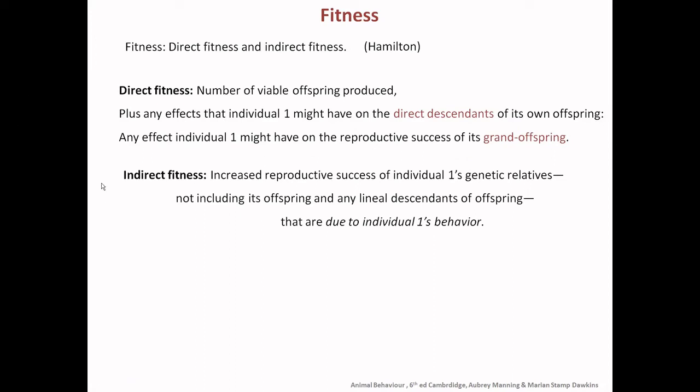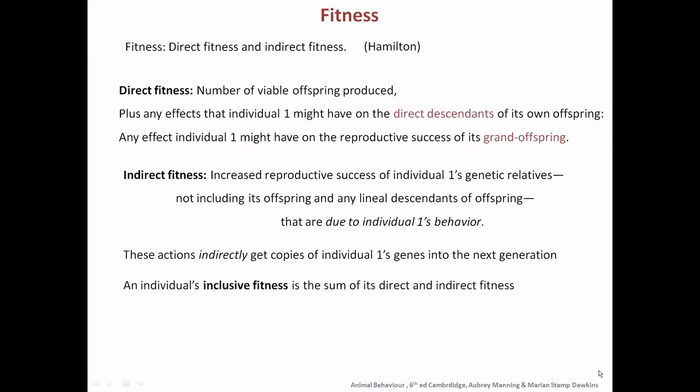Whereas indirect fitness is how individual one's activity is increasing the reproductive success of its genetic relatives in that population, but not from the family. Okay. So these actions indirectly get copies of individual one's genes into the next generation. And if the character or the behavior is transferred to the next generation, only then does it have a role in natural selection. Okay.